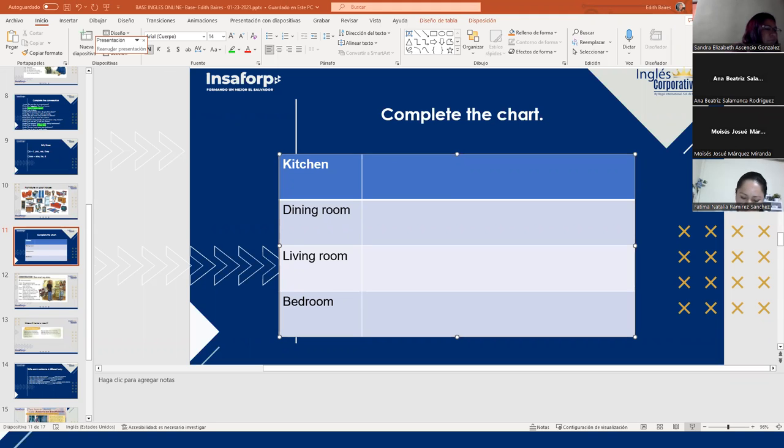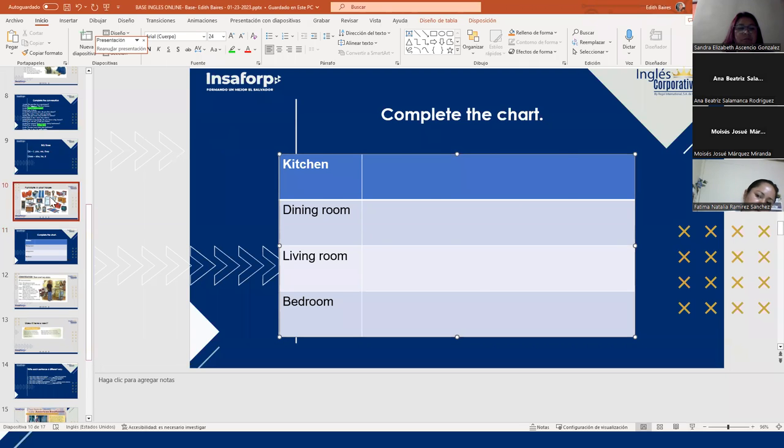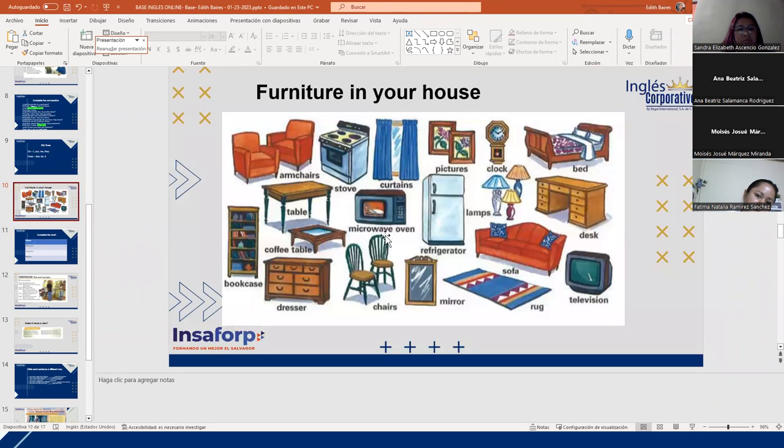In your living room? Television. Television, guitar, bed. Oh, but that is in your bedroom, right? Okay. What about your living room? From these furnitures that you see here, what do you have in your living room?